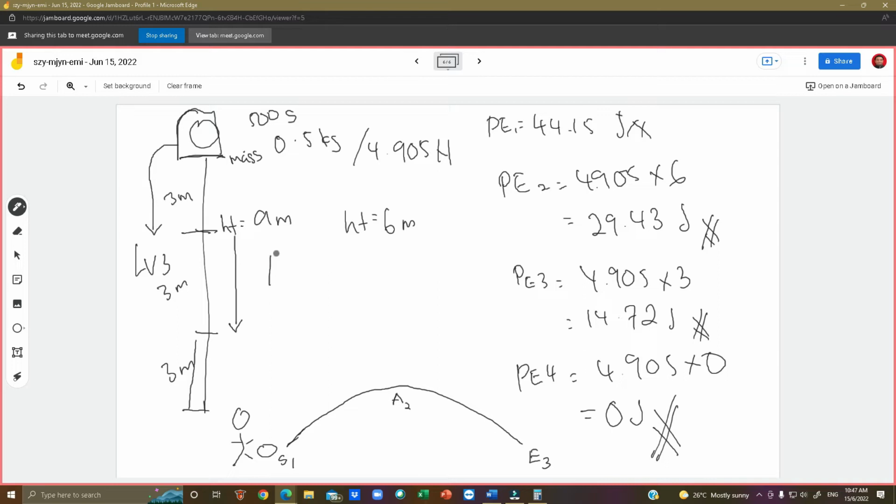Konsep dia senang. Potential energy equals to weight times height. Potential energy naik, weight naik, height naik. So kalau height dia 0, potential energy dia 0. So potential energy is at the most where you have the most height, at the apex. Okay, at the apex. Kamu kena ingat ni. Pasal dia ada kaitan dengan yang kedua.